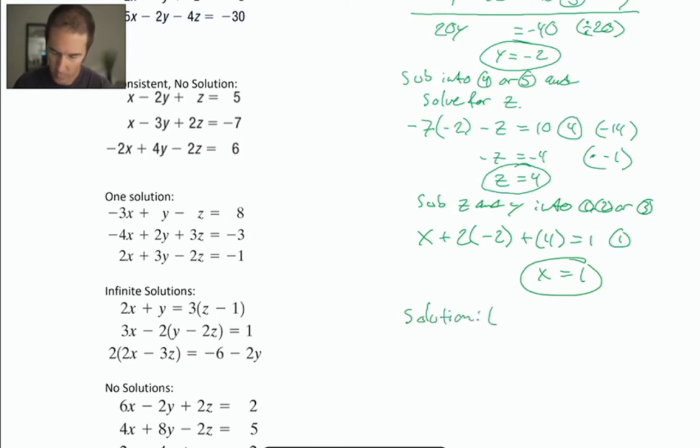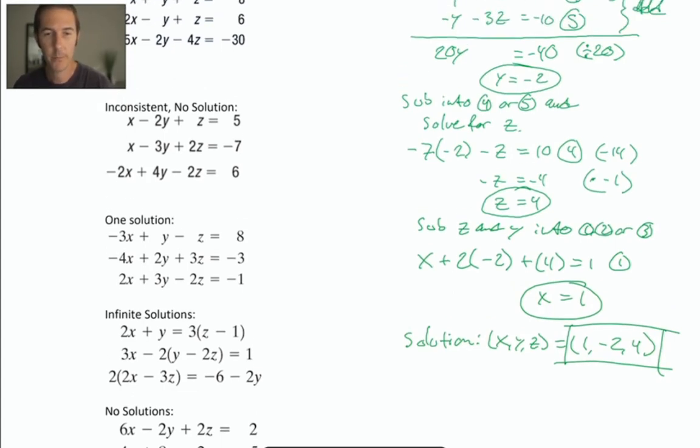Our solution is an ordered triple, x, y, z. And in this problem, that's equal to 1, -2, 4. It's a single point in 3-dimensional space. It's kind of impressive that we can find that. I think it is anyway.